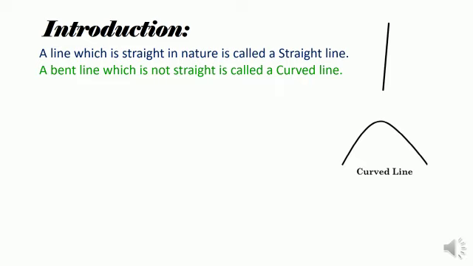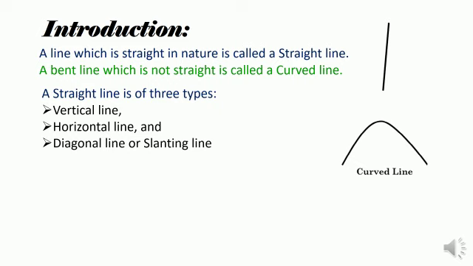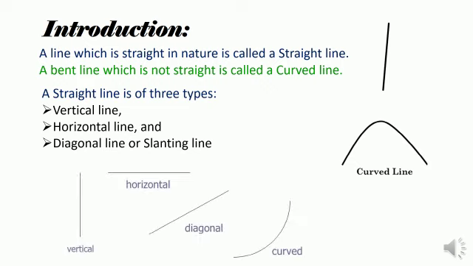We also know that a straight line is of three types: vertical line, horizontal line and diagonal line, also called a slanting line. Now look at the examples of these three types of line. This line is completely straight and is called a vertical line, and the line in the sleeping position is called the horizontal line. A diagonal line is nothing but the slanting line, which is slant in nature. It could be in this direction or in the other direction also, but remember it will not be a vertical or a horizontal line.